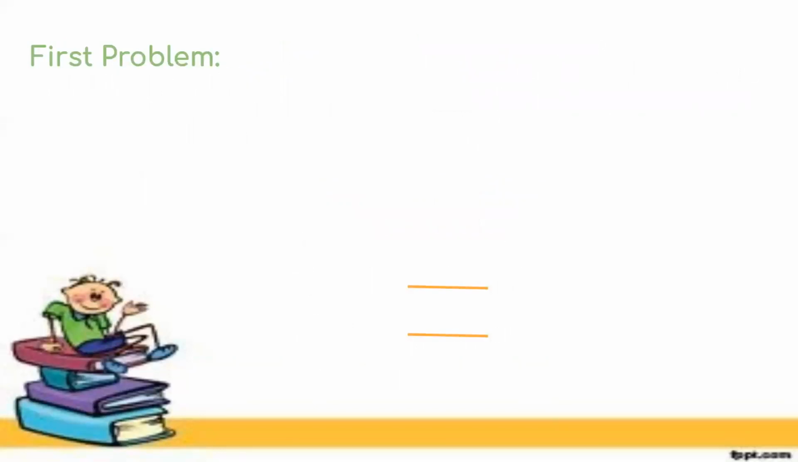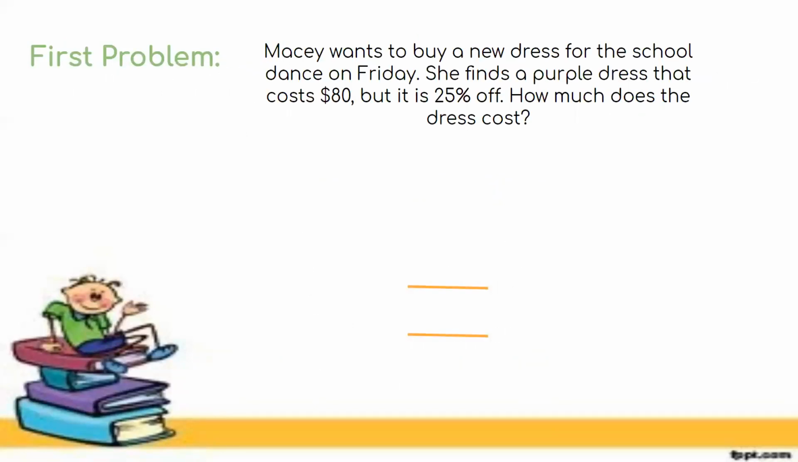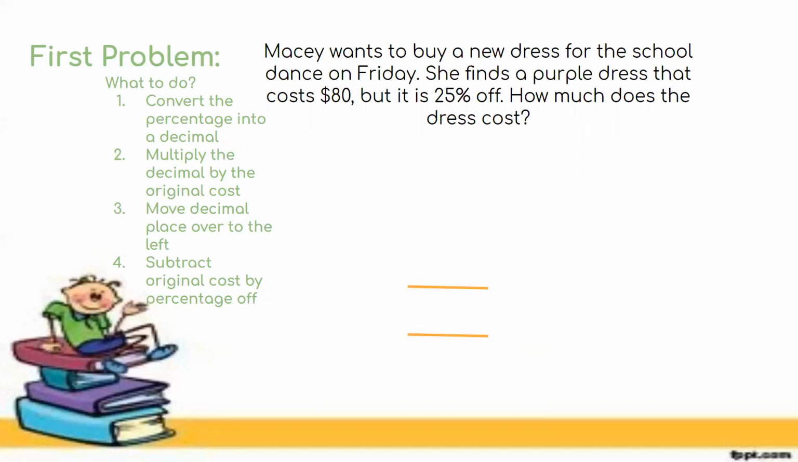So the first problem is that Macy wants to buy a new dress for the school dance on Friday. She finds a purple dress that costs $80, but it is 25% off. So how much does the dress cost? I have given a list of simple steps on the left side of the presentation for help. So feel free to look at that. It will be on all the slides with questions. So I will be going by the list, and if you get lost, look over at it. I hope it will help you.